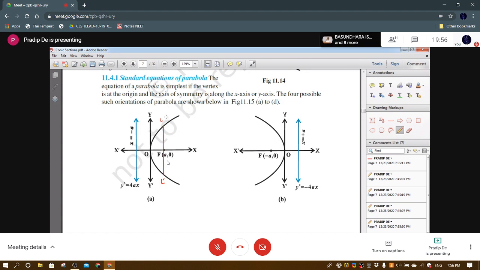So the coordinates of L are, what will be the coordinates? A comma 2a. A comma 2a and a comma minus 2a. Yes. This is a comma 2a, and this is a comma minus 2a, the endpoints of the latus rectum. This part, this length is 2a. Very important. Remember, note it down.